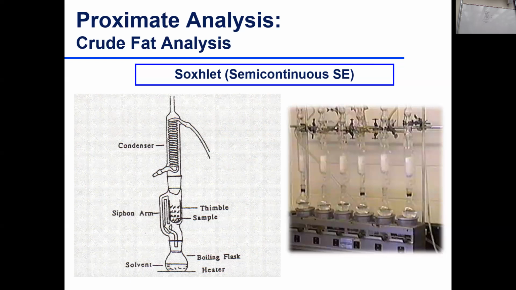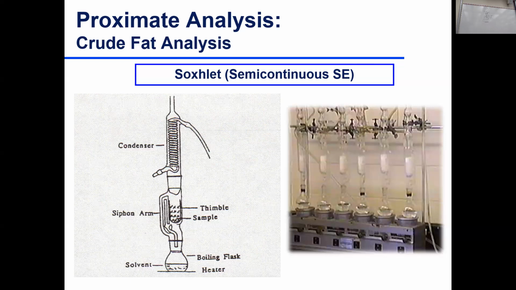Now, on top, you have a compartment where you put your thimble in it. Same thimble you used for the Goldfish apparatus, similar one. It is porous, you have your sample in it, but the compartment here is closed, so there is no opening directly to the solvent. So you put it in here. Also you have a condenser here where cold water goes through. So what happens here, there is an arm, a thicker arm tube here. So your solvent evaporates, goes into this arm and up to the condenser.